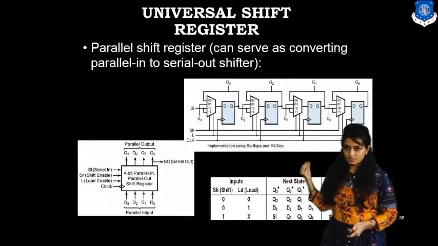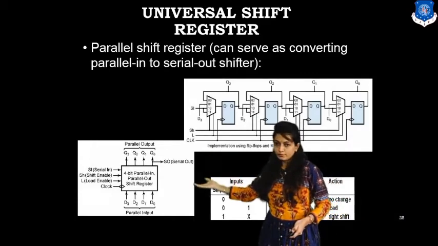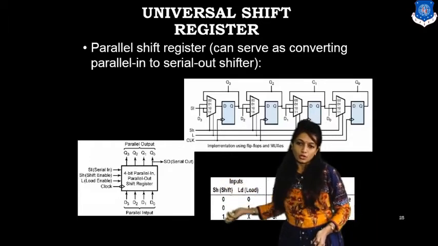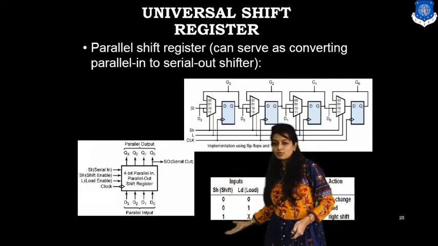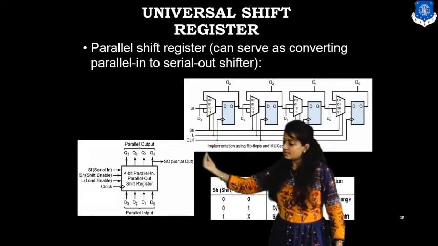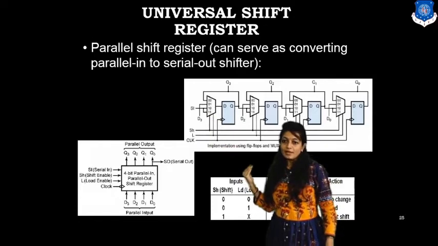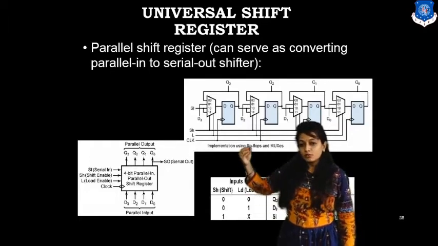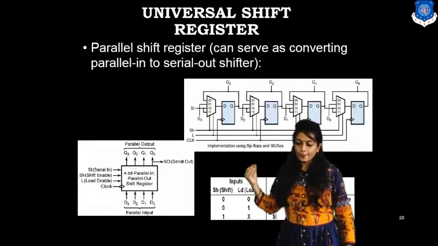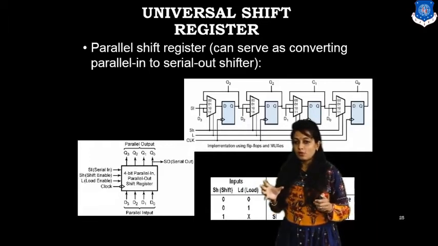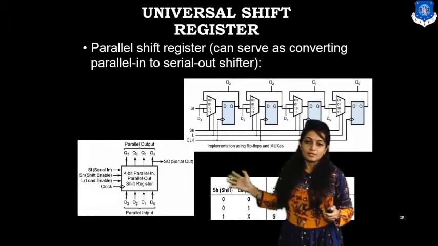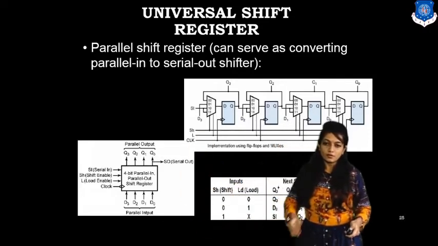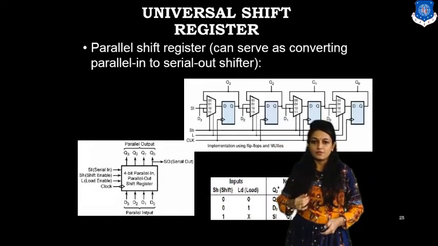So the universal shift register has these 4 inputs: serial in, shift enable, load enable, and the clock. We will have parallel inputs like this, parallel outputs like this, and the serial output is like this. Based on whether we need to shift the data, load the data, or insert the data serially, and most importantly, the edge of the clock pulse, that is how my shift register is going to be triggered. So these 4 are important for the operation of the universal shift register.